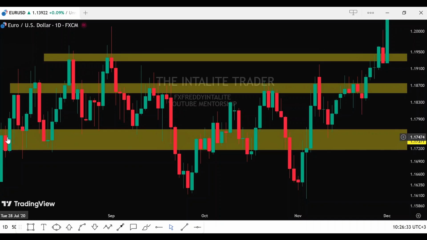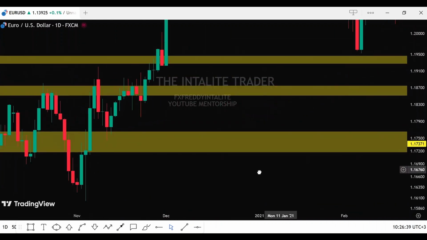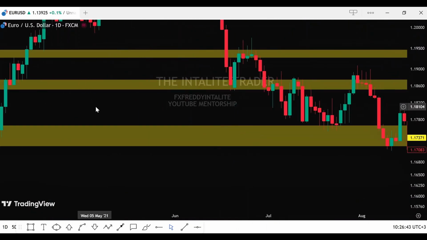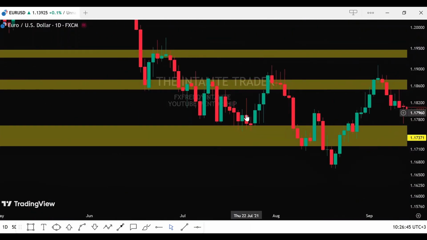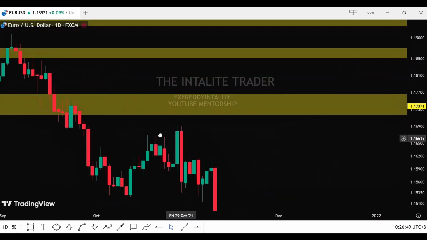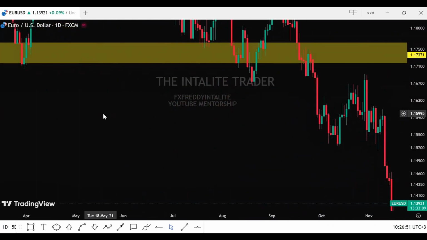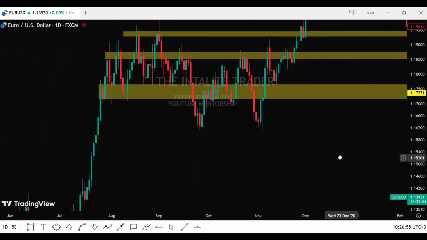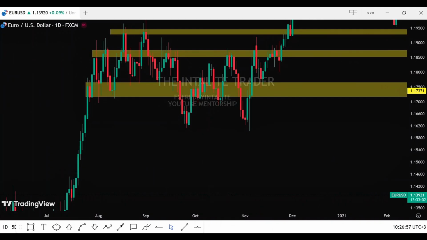So you see price came here, it came here, it came here, it came here. The same thing applies. Even when you go forward, you see price came into the same level and continued respecting the level. So you draw a wide zone instead of treating each level separately. And then the same applies to this.